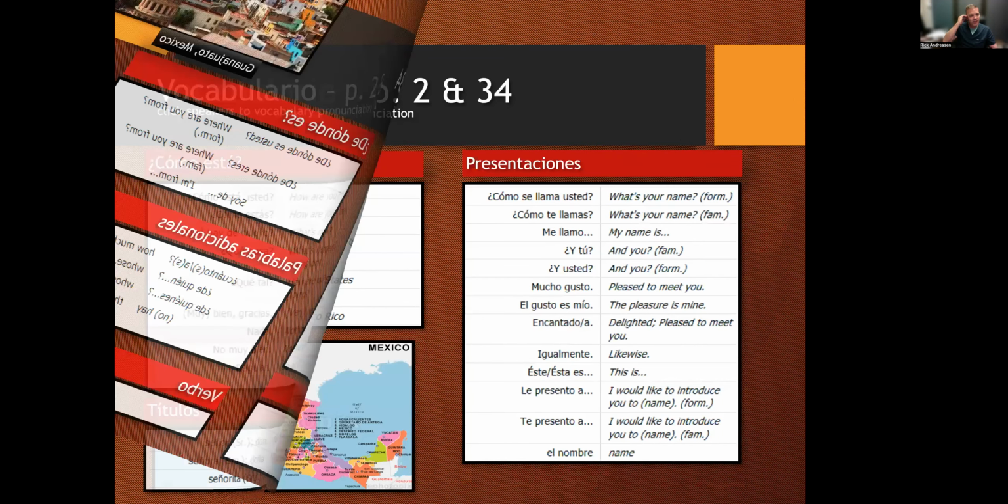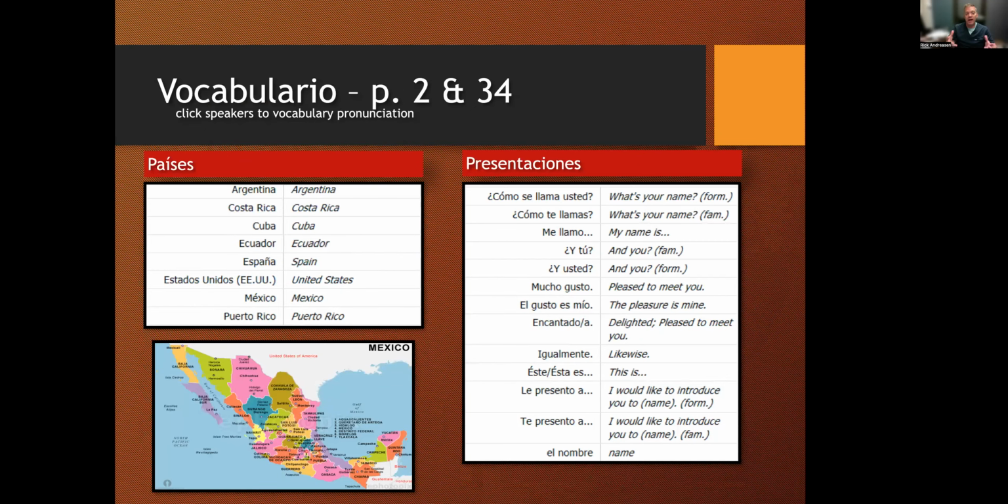All right, a couple different also vocabulary words, different countries, because we talk about ¿de dónde es? or soy de, where are you from, where am I from? So some pronunciation of countries in Spanish. Argentina, Costa Rica, Cuba, Ecuador, España, Estados Unidos, Mexico, Puerto Rico. So most of the countries look very similar and are spelled the same, but we would pronounce them with a Spanish accent. So there you go, some countries.